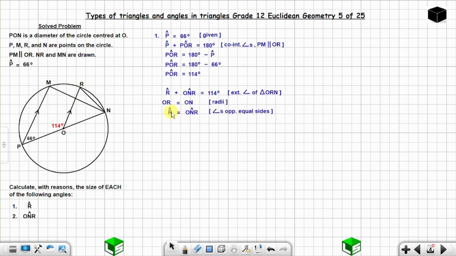To find the angle R, you know that the angle R plus the angle ONR is equal to 114 degrees. For you to find this angle, you are going to divide by 2, because the two angles are equal to each other and their sum is 114. You are going to have 57 degrees. And so in question 2, this angle is also equal to 57 degrees.